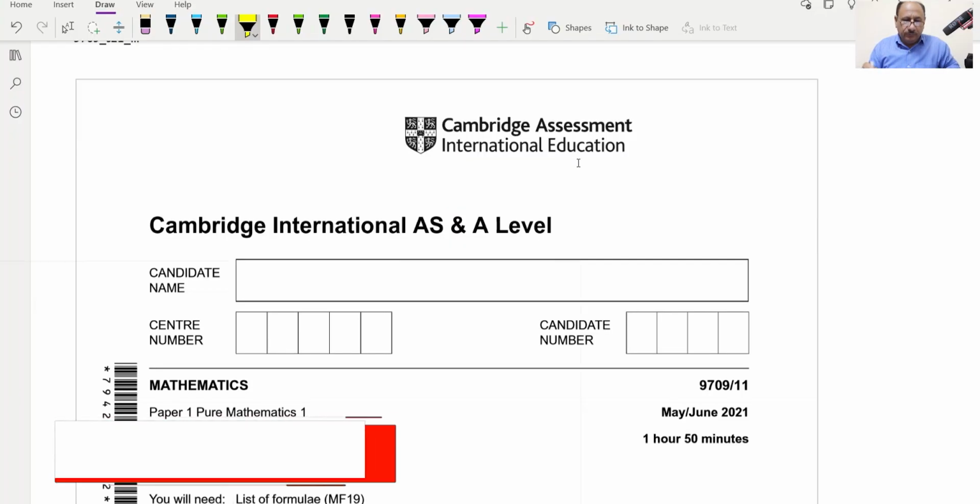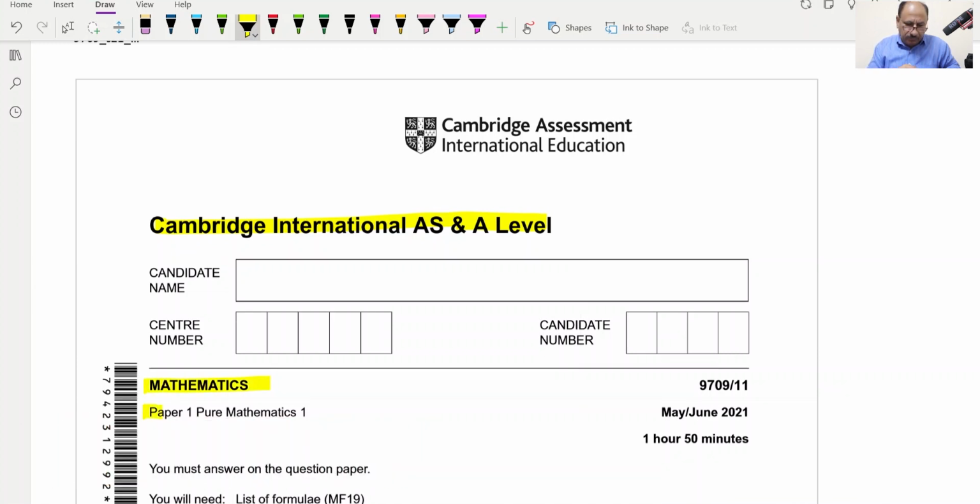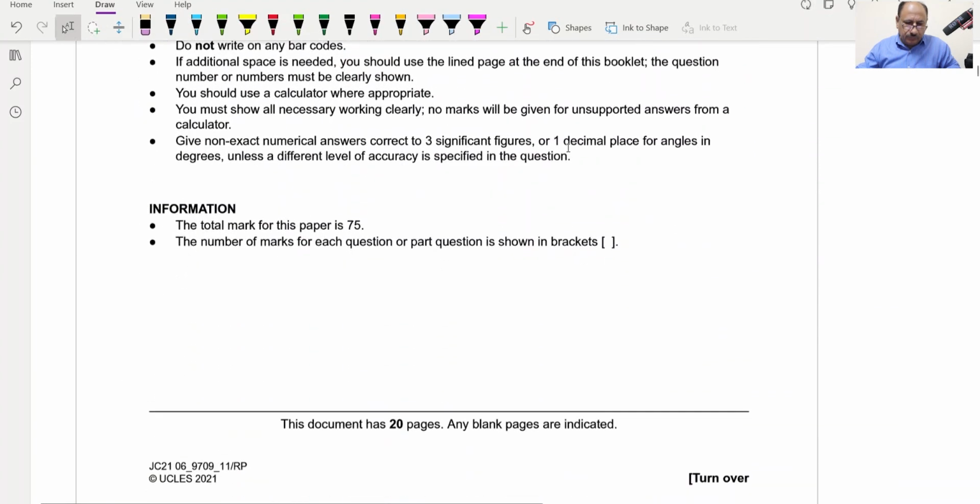Hello everyone. Today we'll be going through Cambridge International AS and A level Mathematics Pure Mathematics 1 Paper 1, 970911, May June 2021. Let us move to question number 1.